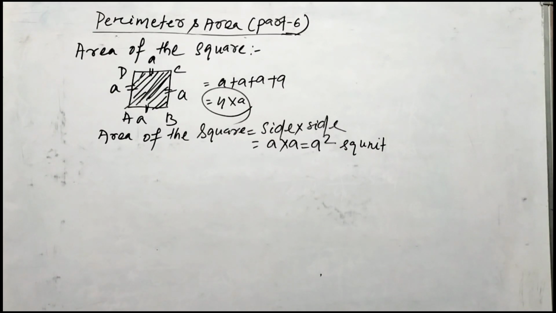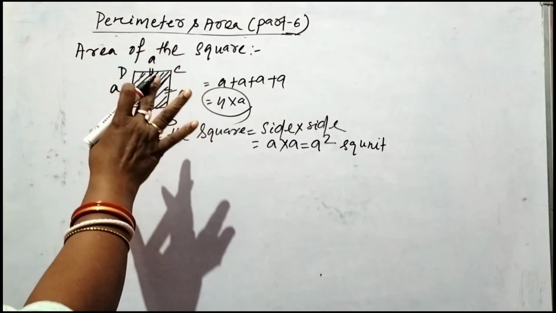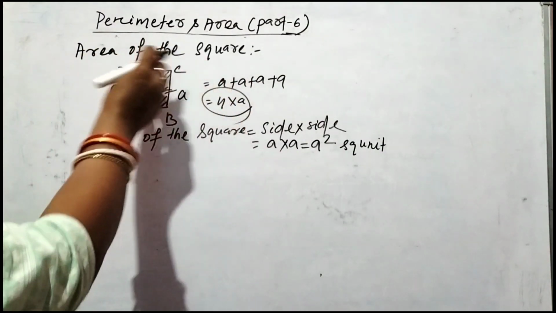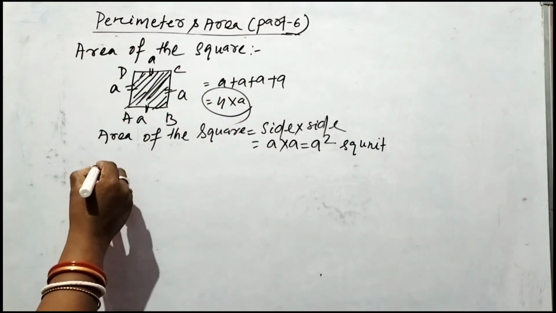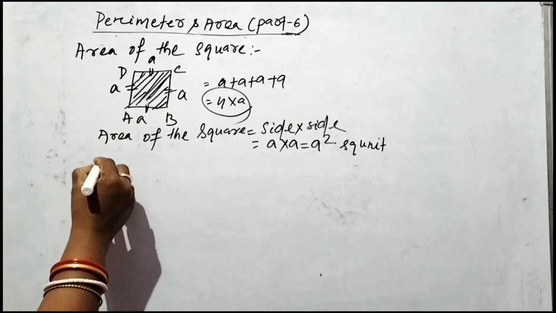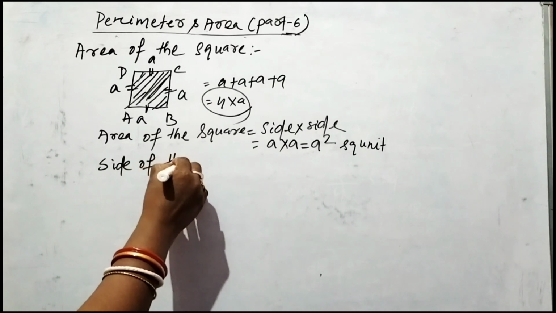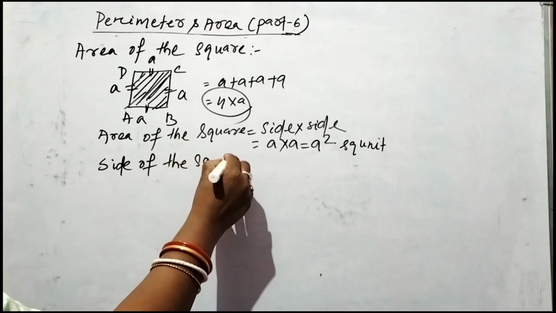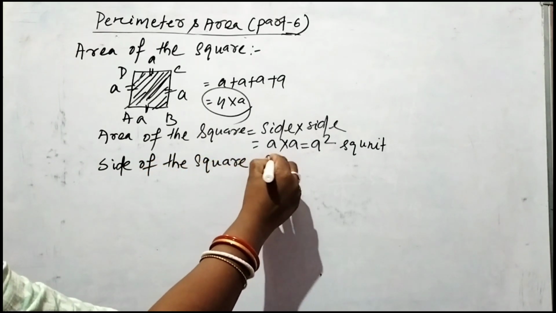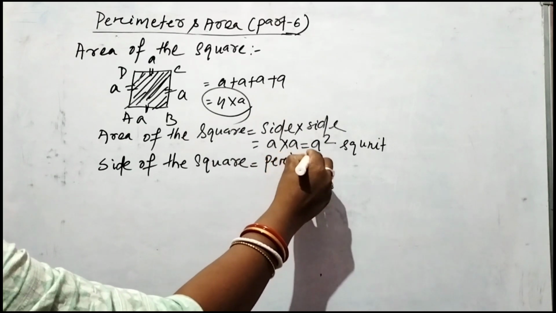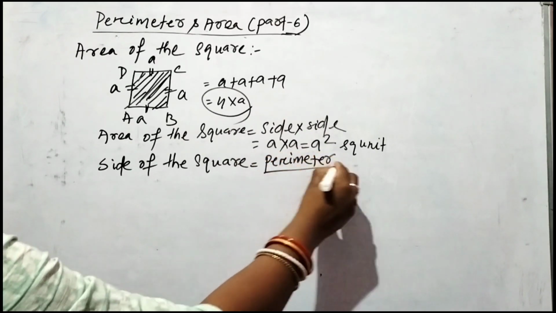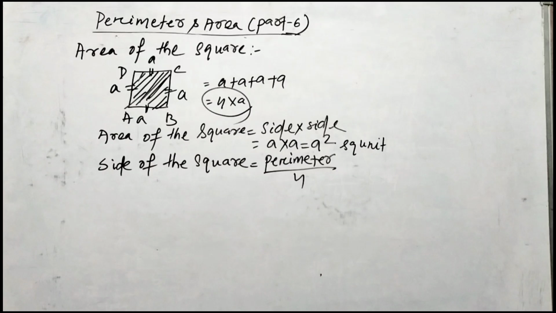But suppose the perimeter is given, then how to find the side of the square? Side of the square is equal to perimeter by 4. Simply divide it by 4, then you can find each side of the square.